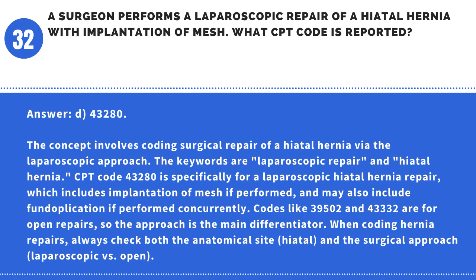43280. The concept involves coding surgical repair of a hiatal hernia via the laparoscopic approach. The keywords are laparoscopic repair and hiatal hernia. CPT code 43280 is specifically for a laparoscopic hiatal hernia repair, which includes implantation of mesh if performed, and may also include fundoplication if performed concurrently. Codes like 39502 and 43332 are for open repairs, so the approach is the main differentiator. When coding hernia repairs, always check both the anatomical site, hiatal, and the surgical approach, laparoscopic versus open.